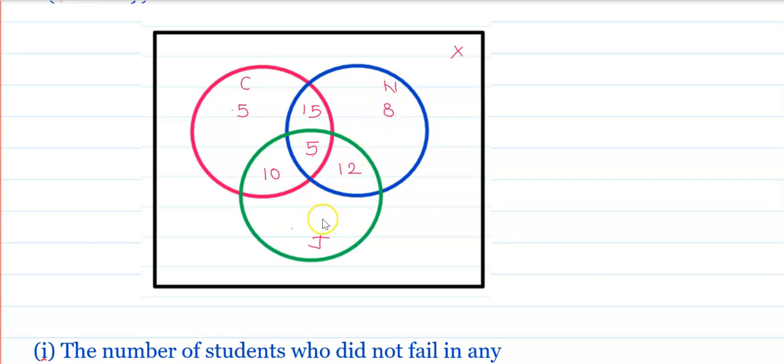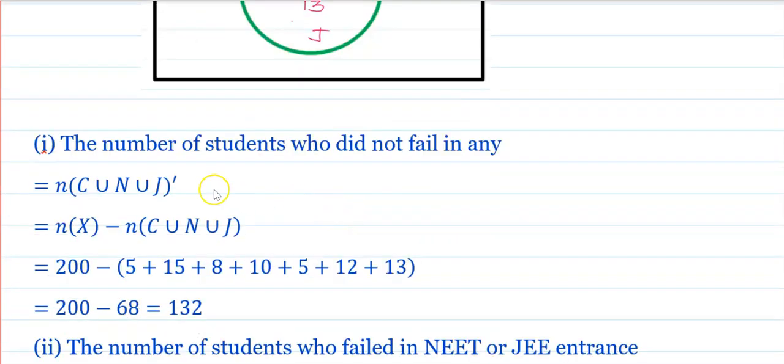Now the JEE. The total number of students failed in JEE is 40. Now here 10 plus 5, this is 15. 15 plus 12, that is 27. Now 40 minus 27, then you will get 13 students who failed only in the JEE entrance. Now see this here. The number of students who did not fail in any examination means we want to find the pass students. That is n of C union N union J.